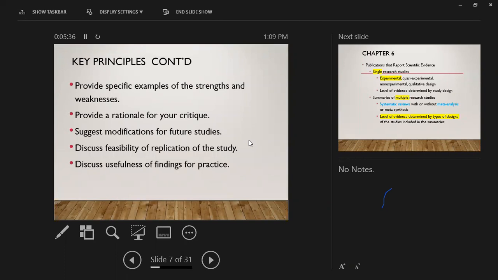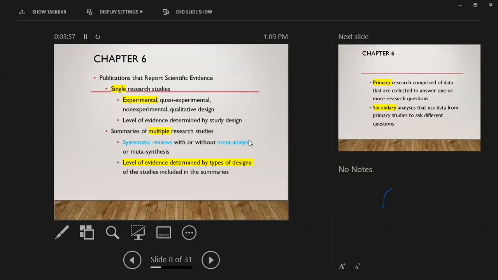And if it's really master level, doctoral level, you have to tell some other institution or some other people can replicate my study. You have to tell them. And you have to emphasize this is really useful, helpful for the improvement of practice. Okay, therefore, you may choose one single research article, or you may choose systematic review or meta-analysis, multiple study, review of multiple study.